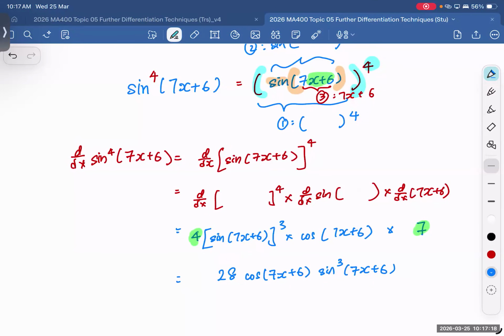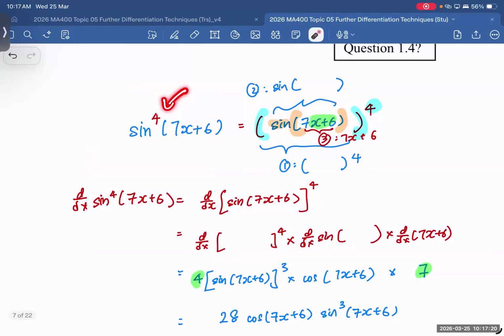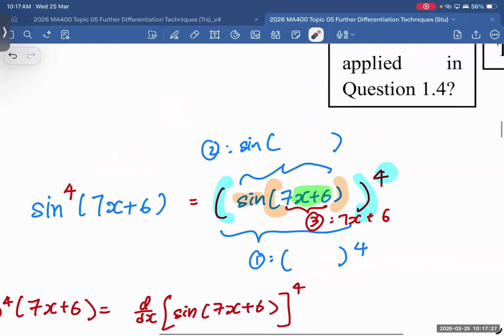So if you have three layers here, remember if there's a power 4, look at the power 4 as the first layer. Look at the trigo as the second layer. Look at the 7x plus 6 as the third layer. Okay?